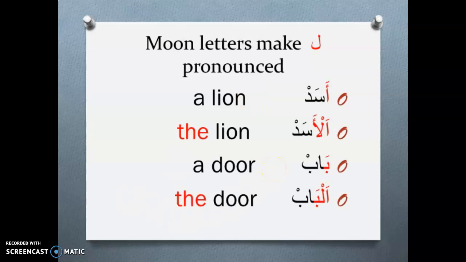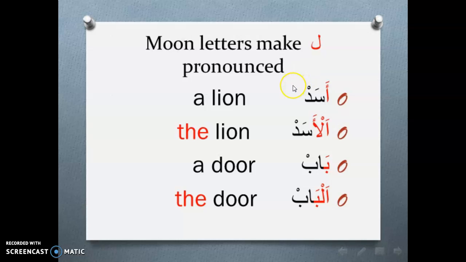Bab, another moon letter, which is Bab. Bab, Al-Bab. Again, Lam has sukoon and it is pronounced because it is followed by Bab, which is one of the moon letters that make Lam pronounced.